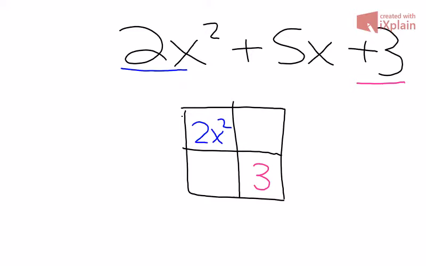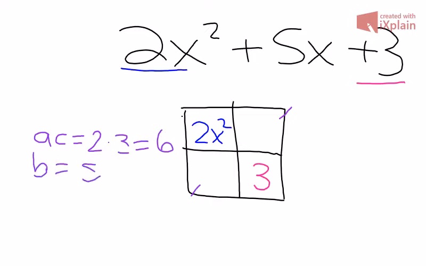So now you're thinking, oh, what are we going to put in this box and this box? Well, what we want is something that multiplies to our ac value. So a times c is 2 times 3, which is going to be 6. And then we need something that adds to our b value. So our b value is 5.